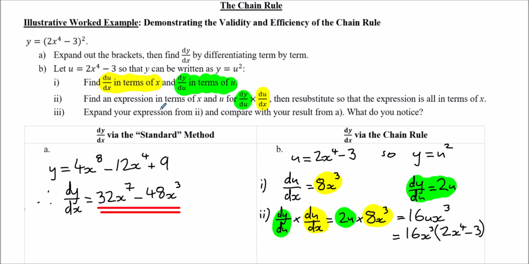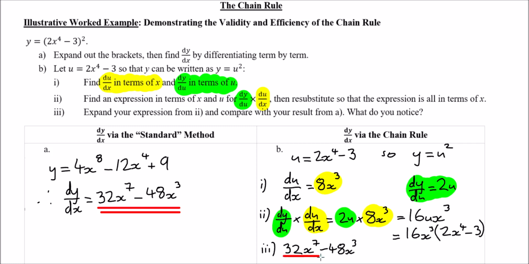Part 3, expand your expression from part 2. So I'm going to expand this out and compare with this underlined from A. So if I expand, this 16 times 2 is 32. x cubed times x to the 4 is x to the 7. 16 multiplied by minus 3 is minus 48, so that gives us minus 48x cubed. So that's what dy by du times du by dx is, which of course is dy by dx, and gives us the same as what we had from part A.